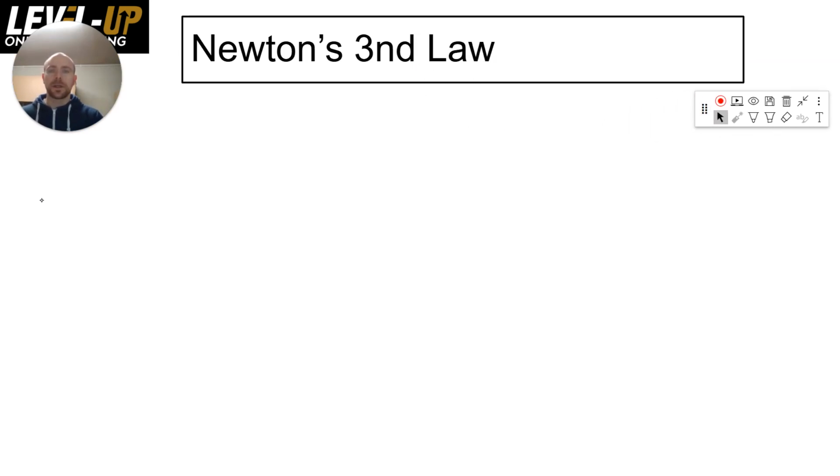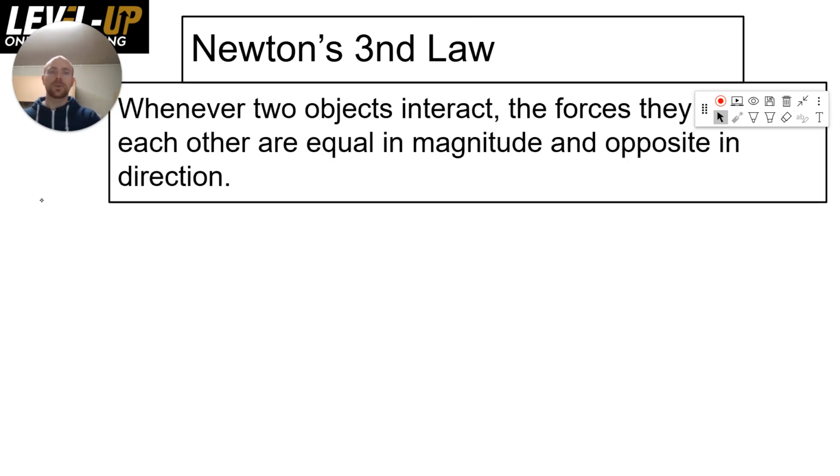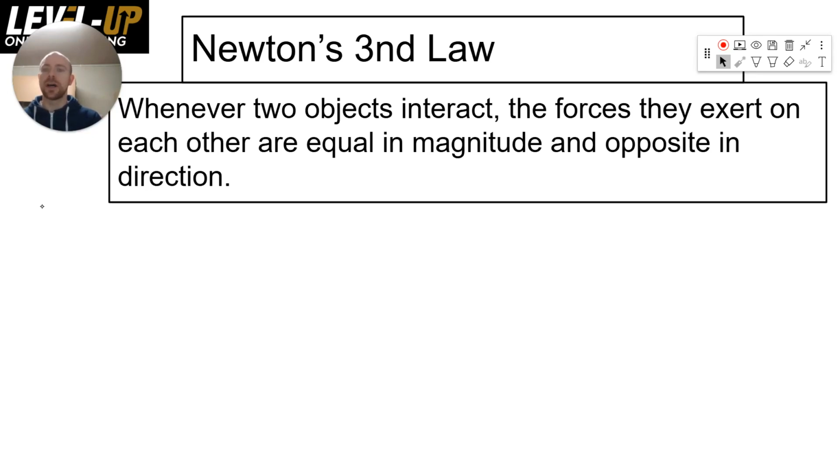So Newton's third law, what does it mean? If it doesn't mean that those forces of equilibrium are Newton's third law, they're equal and opposite, so why are they not the third law? Here's what Newton said. Whenever two objects interact, the forces they exert on each other are equal in magnitude and opposite in direction. Well, that sounds very much like what we said before with our book, the previous slide.